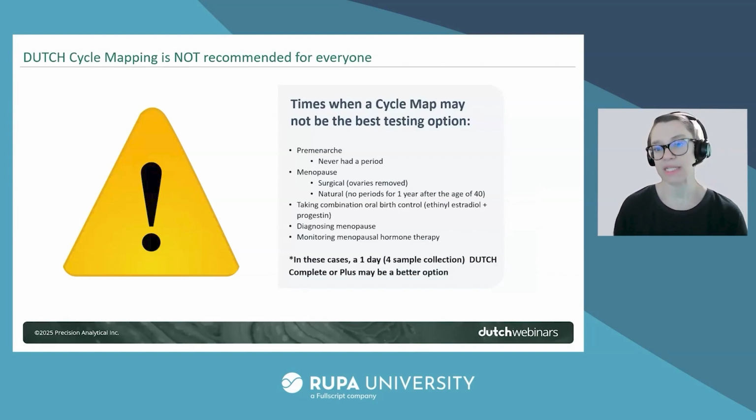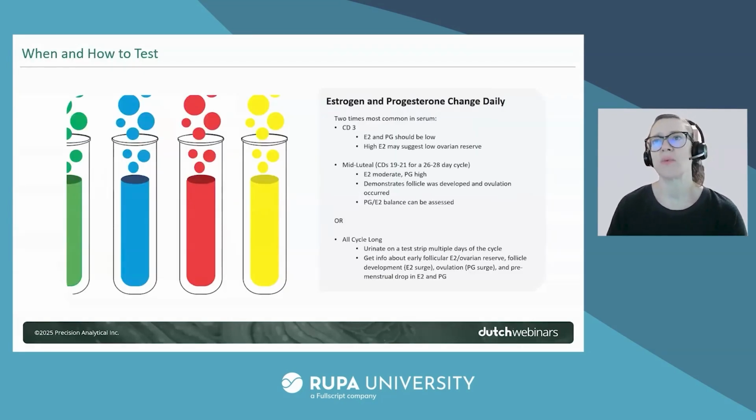So in these cases, they're all in more of a steady state hormone level. So they're not fluctuating like we see for our cycling patients. So in these cases, a single day collection would be sufficient. Something like a 4 sample collection, which is more of a 24-hour picture, a Dutch Complete or a Dutch Plus would be helpful.